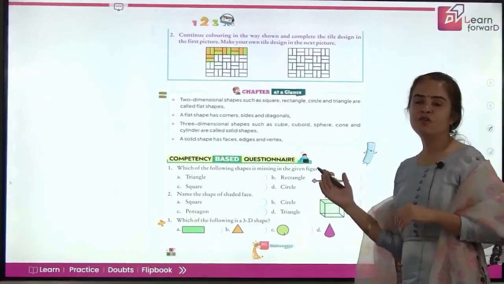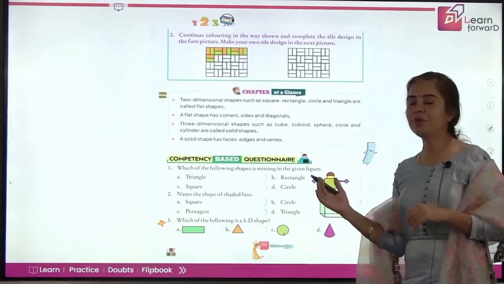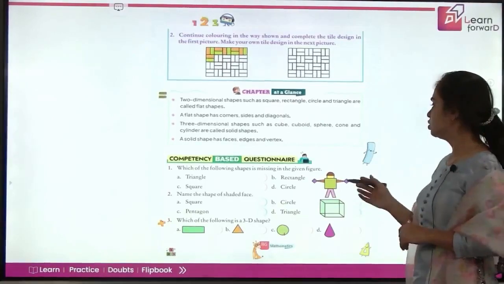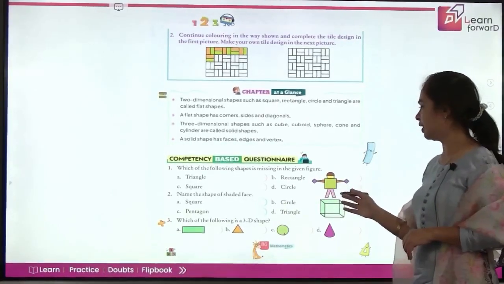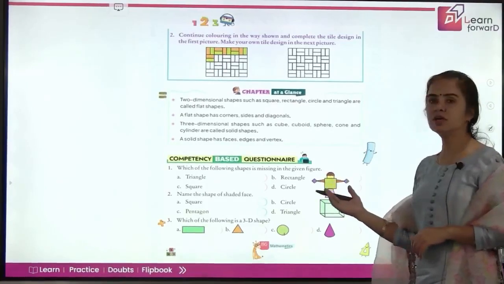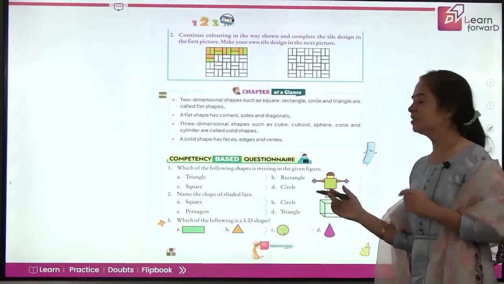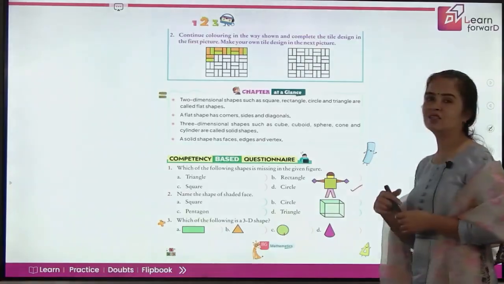So, for my Olympiad champions, we have competency based questions here. Which of the following shapes is missing in the given figure? So, do you have a triangle here? Yes. Do you have a square? Yes. A rectangle? Yes. What about a circle? No. So, that one is missing. So, this is your answer.